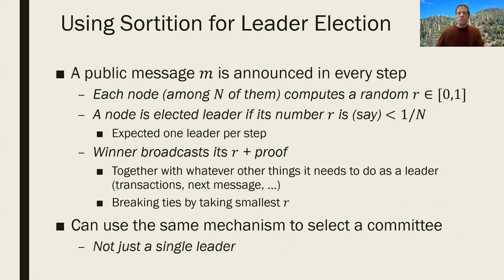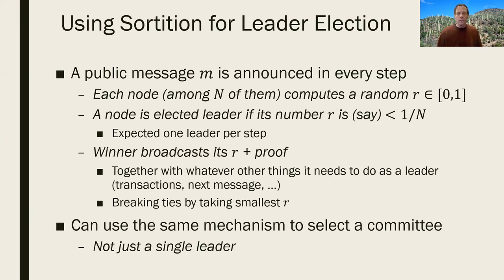So with that tool, I can use it for leader election as follows. In every step, instead of the puzzle that we had before, now we have a message M that's broadcast. Each node among the population of N nodes computes this pseudorandom value R and interprets it as a value between 0 and 1. A node is elected leader if its number is, let's say, less than 1/n. So you have an expected one leader per step. If I want to prove to everybody that I'm the leader, all I need to do is broadcast my R and the proof that this is the right R. Then everybody can check that it's really the right R and it's really less than 1/n. So therefore I'm a leader.